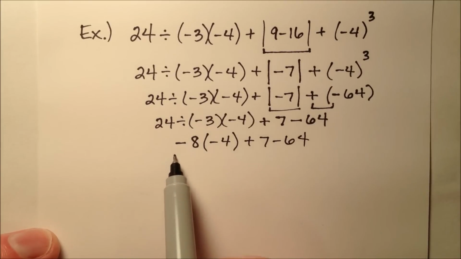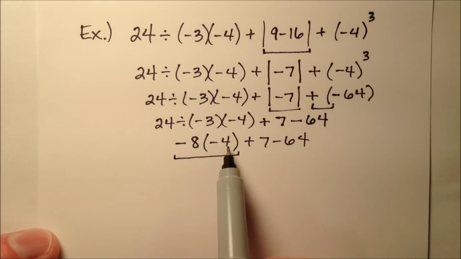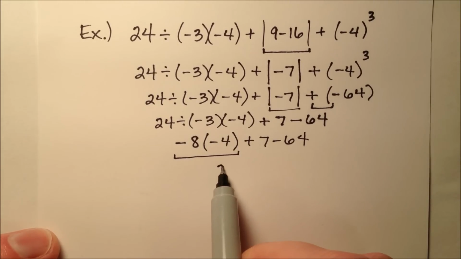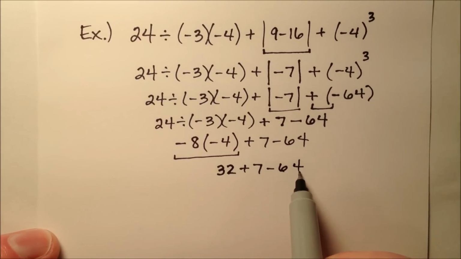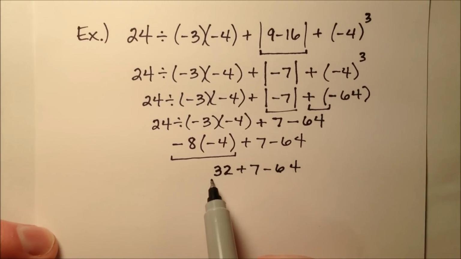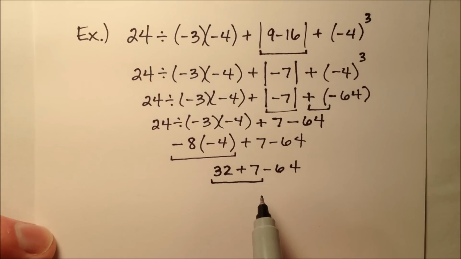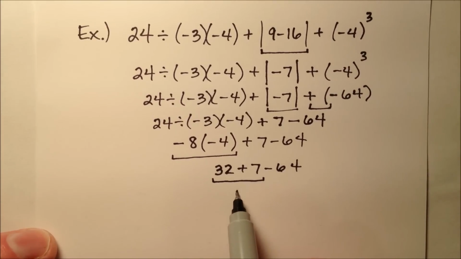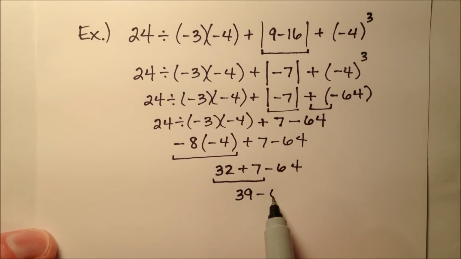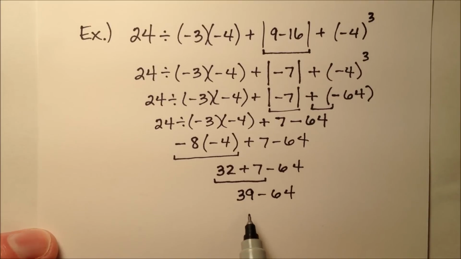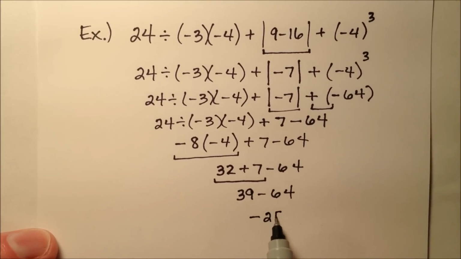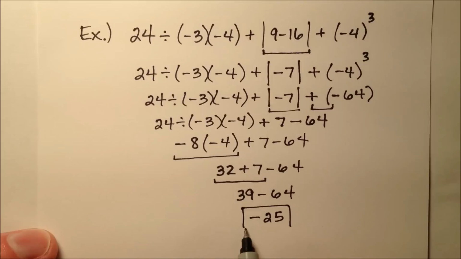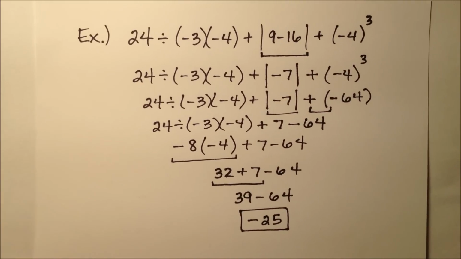Now I'm ready for multiplication. Negative 8 times negative 4. That's going to give me a 32 plus 7 minus 64. So now I'm ready for my addition. 32 plus 7. That's going to be 39 minus 64. And 39 minus 64 is going to be a negative 25. So my final answer for all that business is a negative 25.